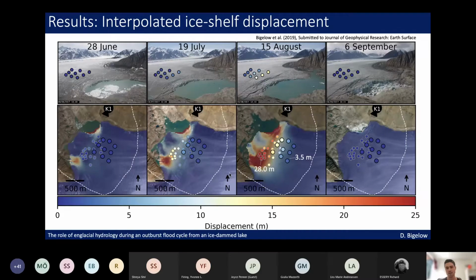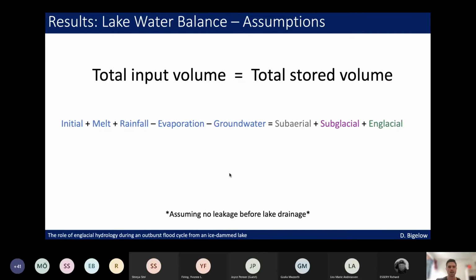These results are important for two different reasons. Number one, because you can actually visualize what's happening on the ice shelf. But more importantly, we can also use these data to estimate how much water is stored beneath the glacier by differencing the displacement of the ice shelf. So in order to evaluate, to come back to our research objectives, we wanted to understand how significant the englacial portion is.